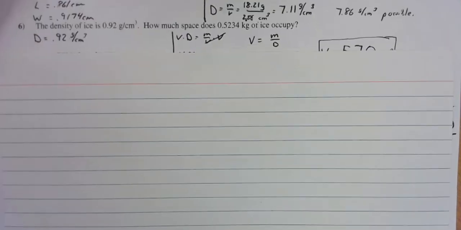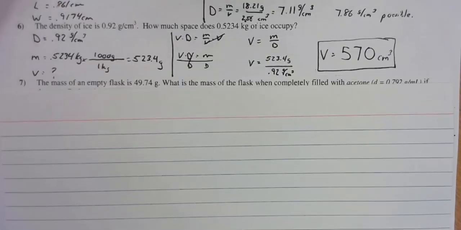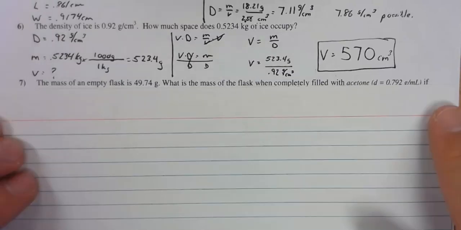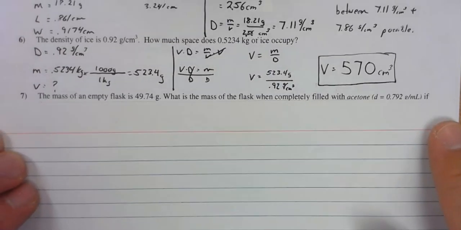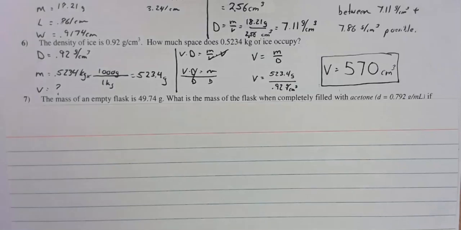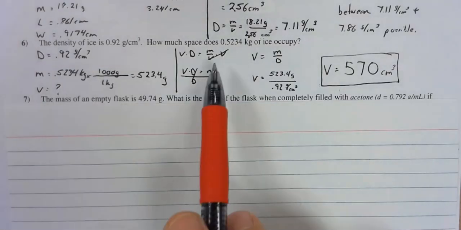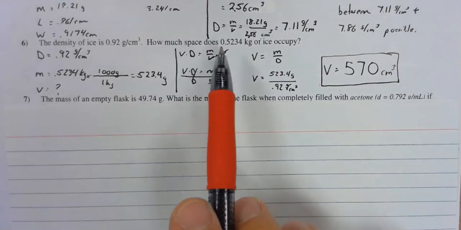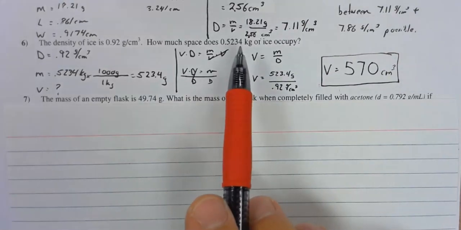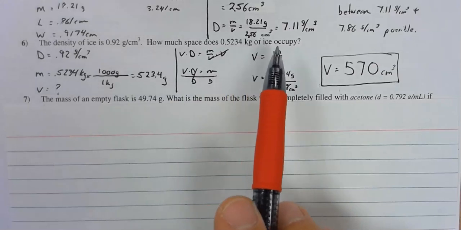All right, number 6, this is just like the practice problem that I walked you guys through when I introduced this material, okay? So you have density of ice, 0.92 grams per centimeter cubed. How much space does 0.5234 kilograms of ice occupy?